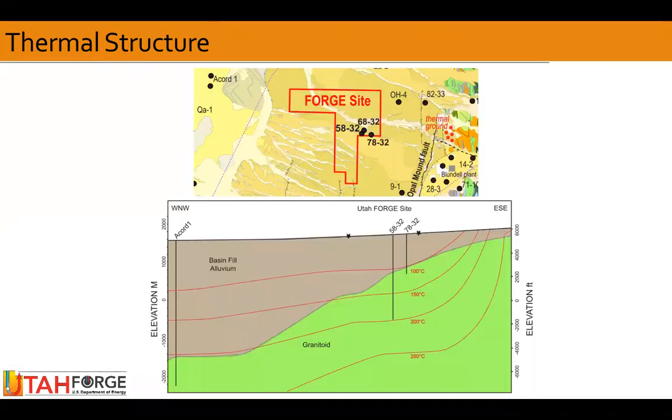In this image, you can see both the geological and thermal structure beneath the Utah Forge site. It includes a depiction of 7832, which has a bottom hole temperature of 110 degrees Celsius. Also, you can see the slight undulation in the basement contact, which has been detected from analysis of the 3D seismic reflection data.